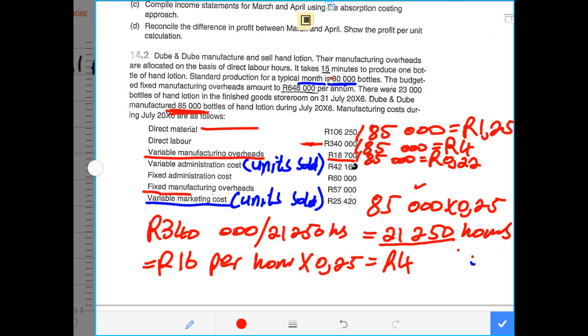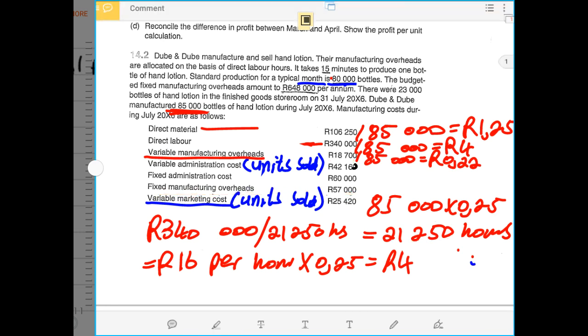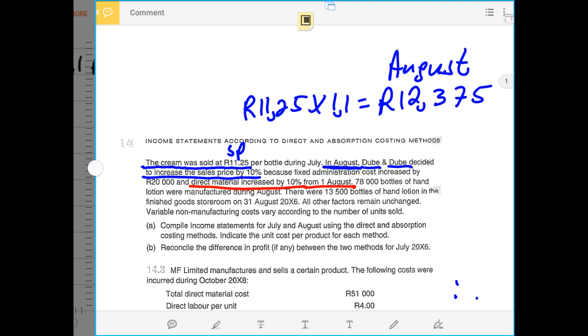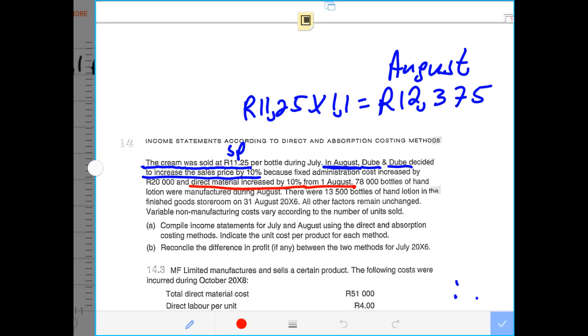Here is the fixed manufacturing overhead cost of 57,000 rands. And there was nothing that said our fixed manufacturing overheads will change. There was nothing. Our fixed manufacturing overheads remain the same. The only fixed cost that increased was the fixed administration. It went up by 20,000. Otherwise, fixed manufacturing overheads remain the same.